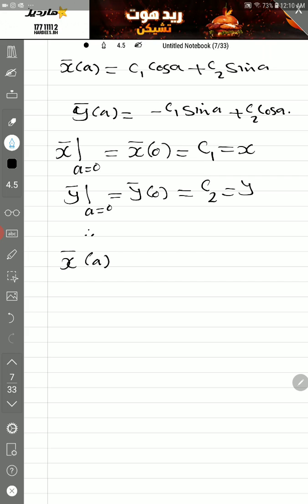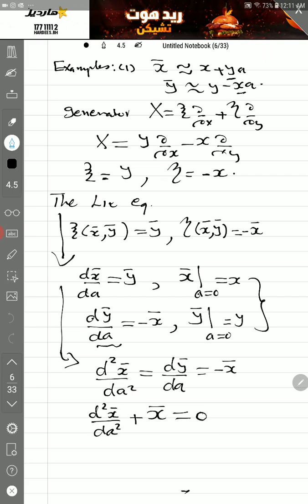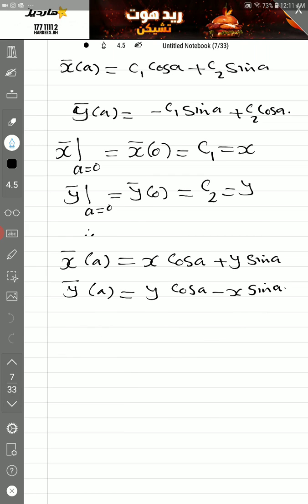So we find now, if we substitute, as we see, x bar of A equals x cosine A, this is the one parameter group, plus y sine A, and y bar of A equals y cosine A minus x sine A. If you see here, when we define, we go to the x and y. So this is the x bar and y bar.